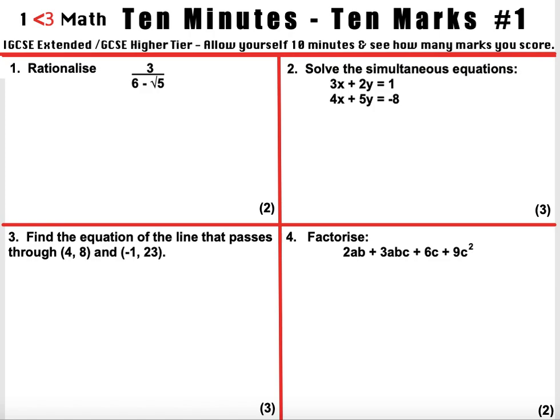So this is going to give you an opportunity to work in an exam setting. You're going to need a timer, maybe on your phone. You're going to give yourself 10 minutes, maybe set an alarm or a stop clock, and you're going to see how many of these 10 marks you can get. We've got a surds question, we've got a simultaneous equations question, we've got a linear graph question, and we've got a factorization question. So if you want to have a go, give yourself 10 minutes, see how many of the 10 marks you can score before I proceed to go through the solutions and explanations. So please pause the video now and good luck.